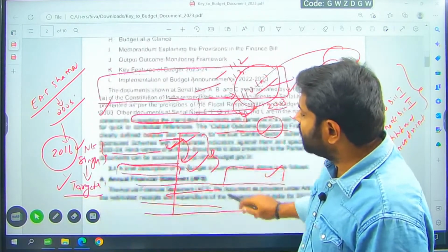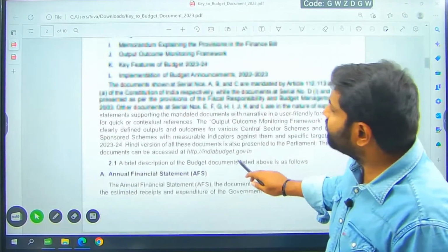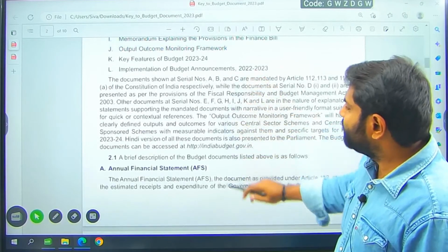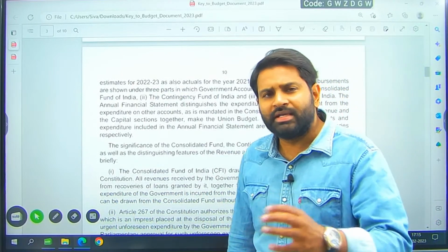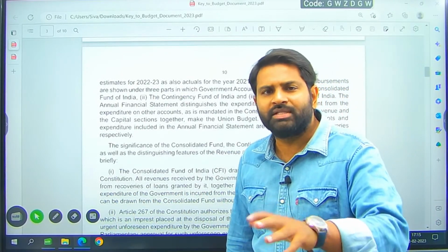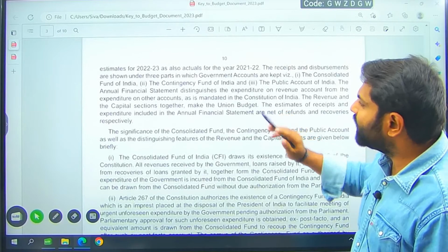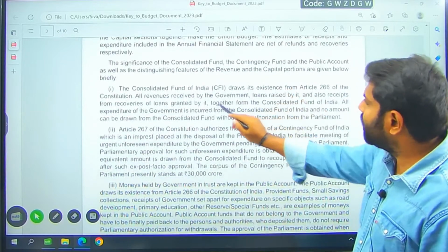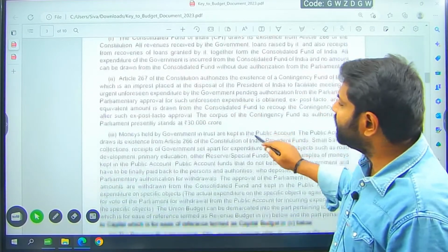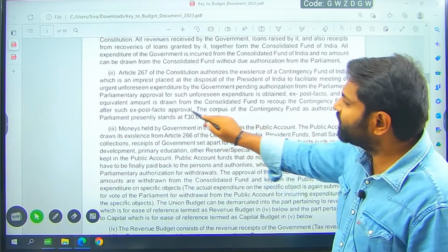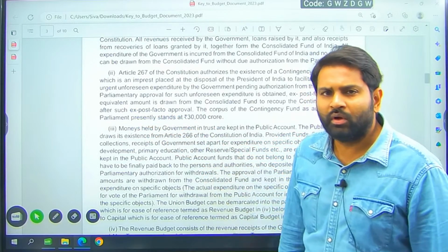In continuation, for you to understand, all those articles we have covered. So this is what we have discussed. Then I spoke about the Annual Financial Statement. The Annual Financial Statement is a statement of Articles 266(1), 266(2) and 267. On these three accounts we make this particular statement, which we call the budget. And we spoke about the Consolidated Fund of India, Article 267, and the Contingency Fund of India. In the Contingency Fund of India we have a 30,000 crore corpus. We need to take this based on ex post facto approval.